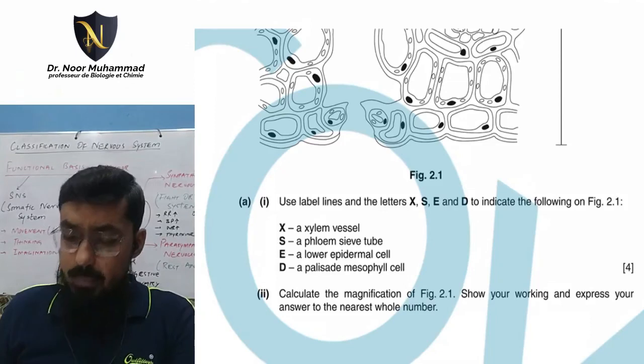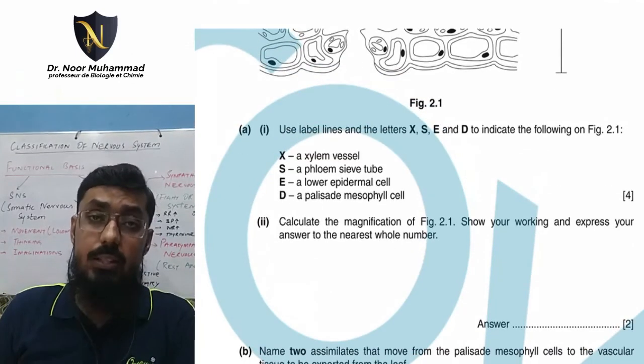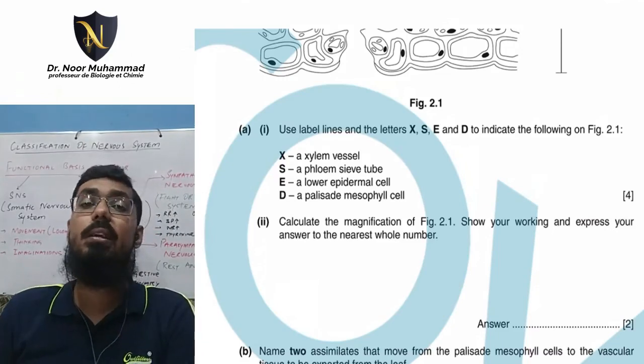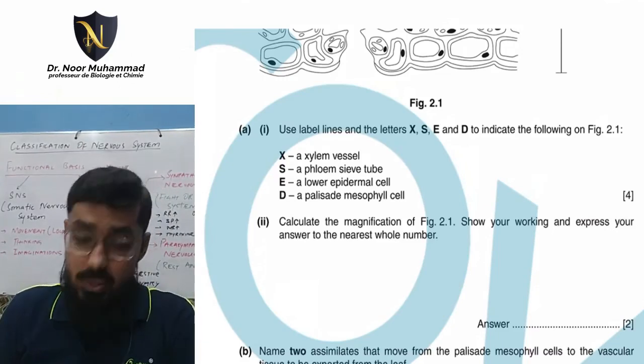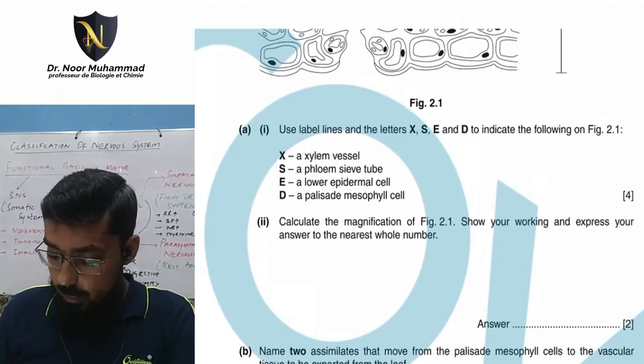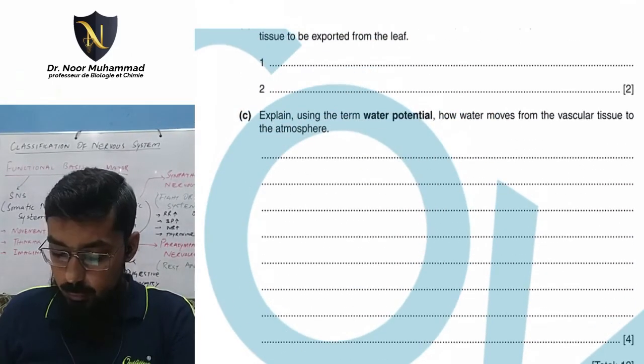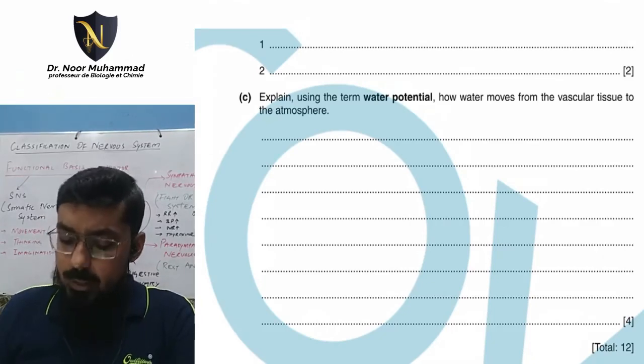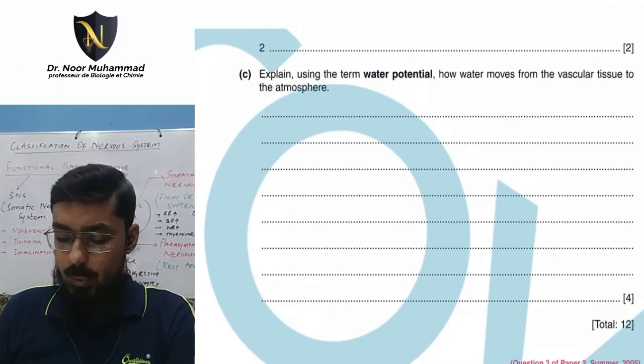ठीक है. As far as the magnification part is concerned, you have also learned this in your O levels, but if you haven't remembered this concept, we will be discussing this concept again in the microscopy section. ठीक है जी. So don't need to worry about that. So just leave this question. अच्छा, explain using the term water potential how water moves from the vascular tissue to the atmosphere.